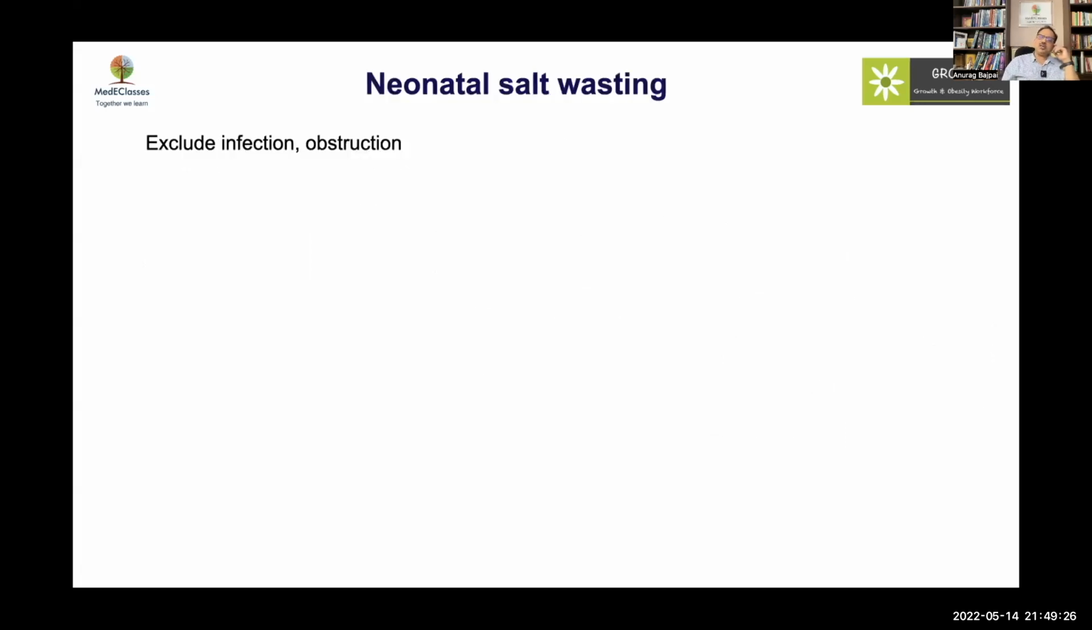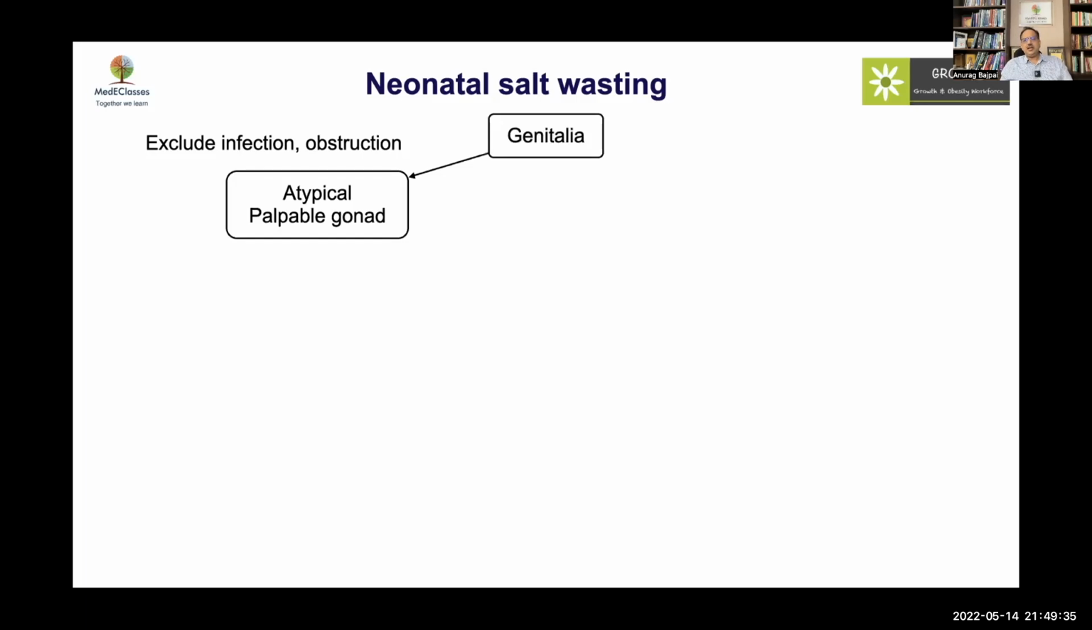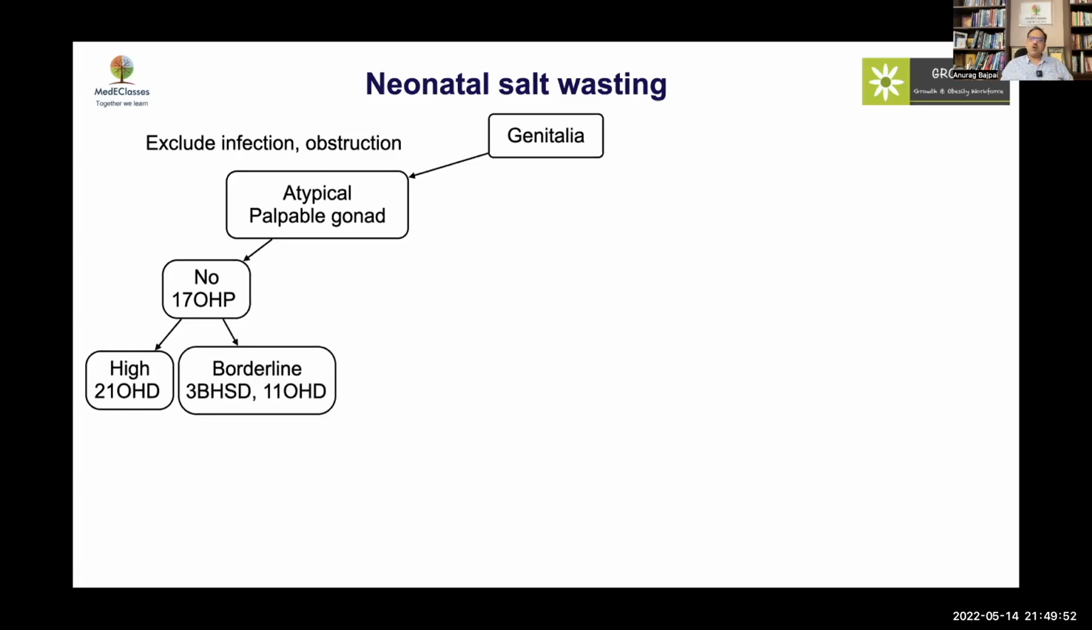Now, this is interesting. If you have a neonate who comes to you with salt wasting, first of all, exclude an infection or obstruction. Look at genitalia. If there is unusual genitalia with no palpable gonad, you're dealing with a XX-DSD. This is clearly going towards 21-hydroxylase deficiency. If 17-OHP is very high, this is 21-hydroxylase. If it's borderline, this could be 3-beta or 11.